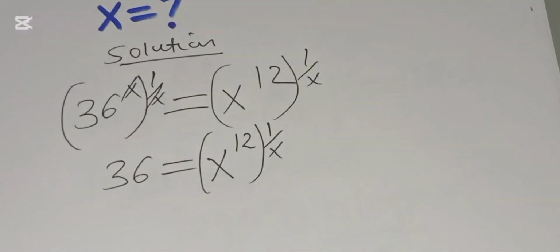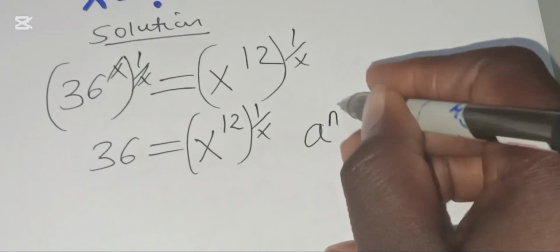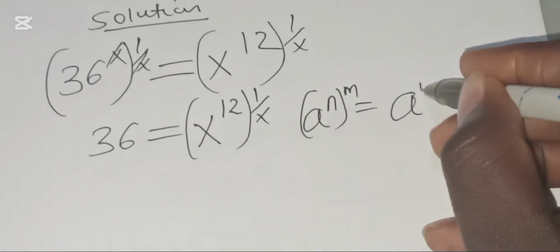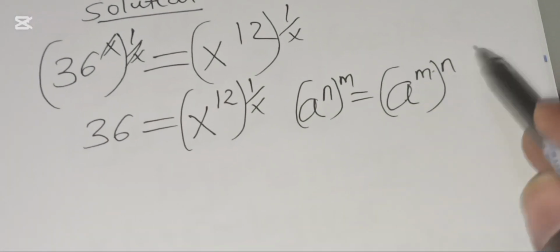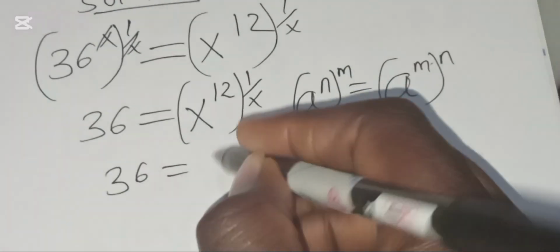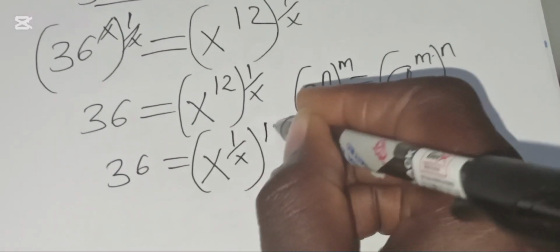Now from here, applying the indices property that states that if you have a raised to power n raised to power m, this can be expressed as a raised to power m raised to power n, we can express it in this form, so that we're going to have that 6 is equal to x raised to power 1 over x raised to power 12.